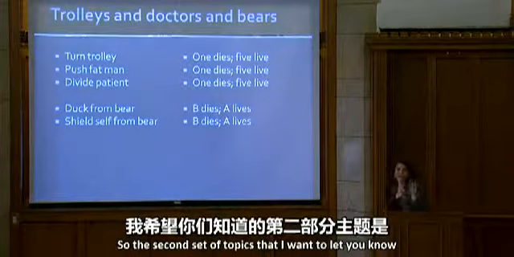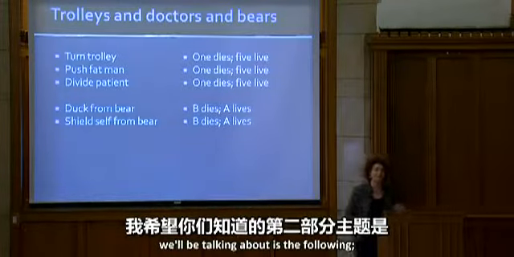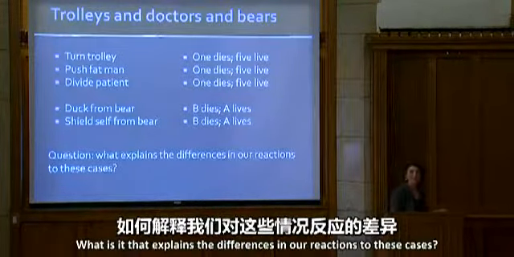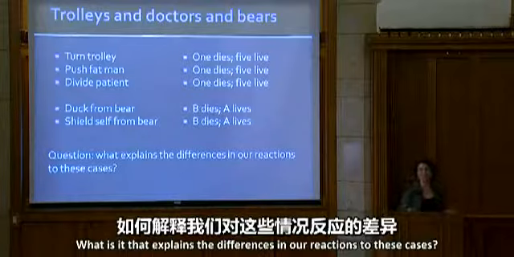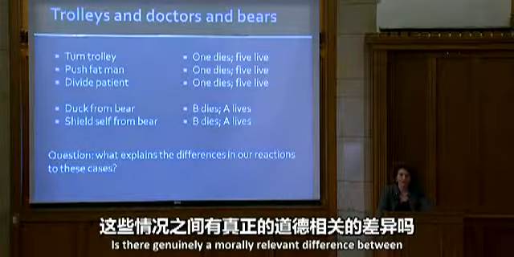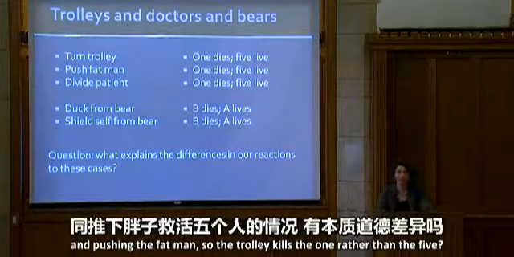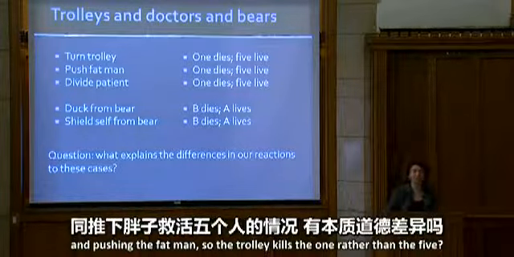So the second set of topics that I want to let you know we'll be talking about is the following. What is it that explains the differences in our reactions to these cases? Is there genuinely a morally relevant difference between diverting the trolley so that it kills the 1 rather than the 5, and pushing the fat man so that the trolley kills the 1 rather than the 5?